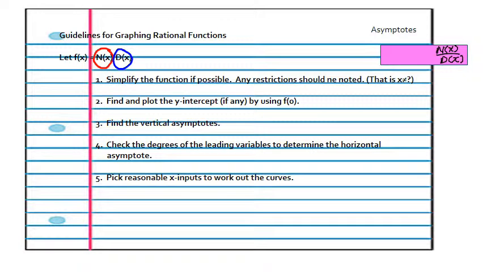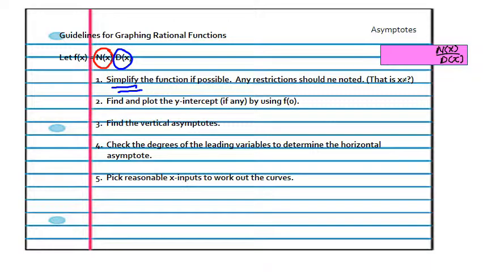If at all possible, make sure that you can simplify the function. And then any of the restrictions should be noted. That is, you need to note what x could not be, what the domain is. Try to find and plot the y-intercept, if there is any, by using f of 0.